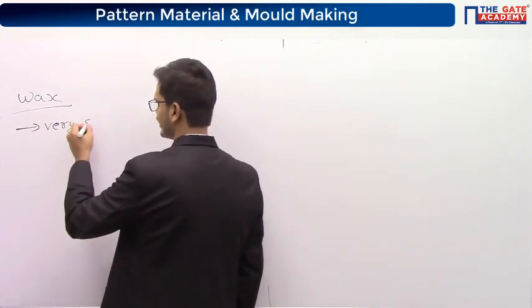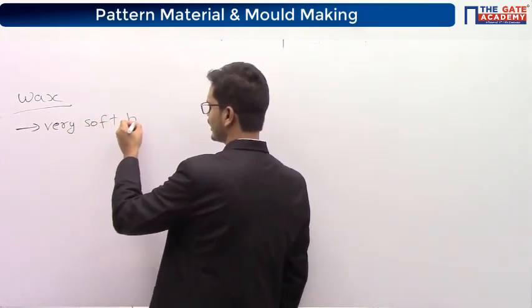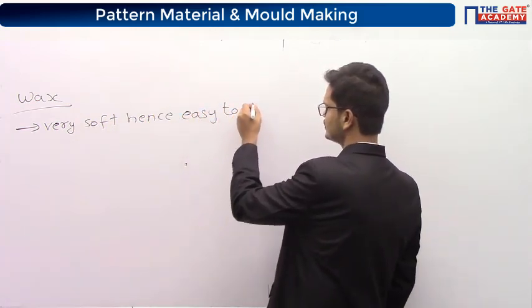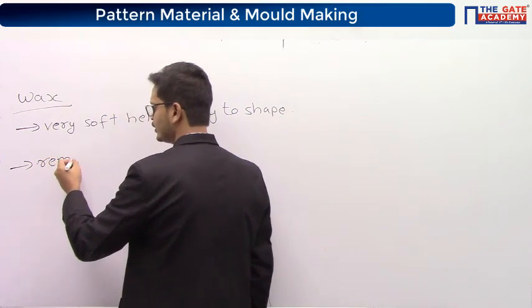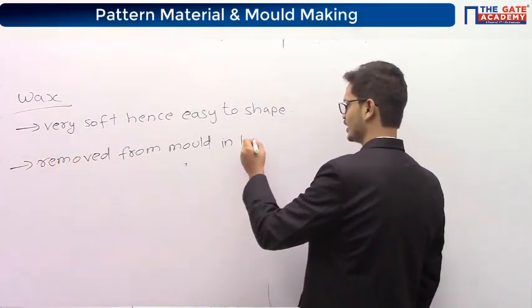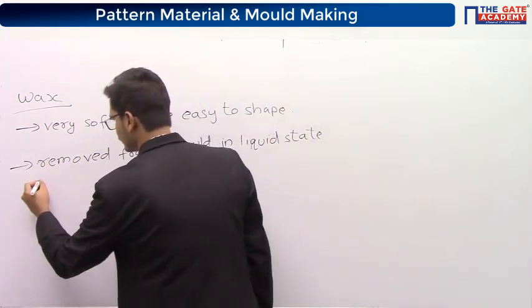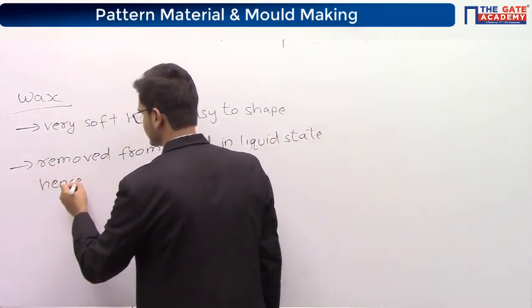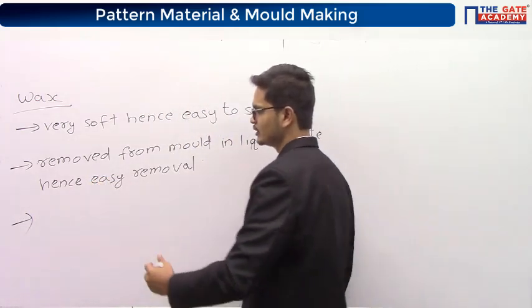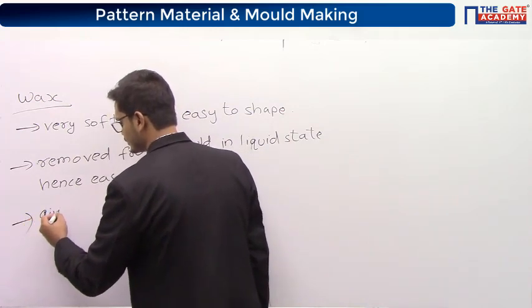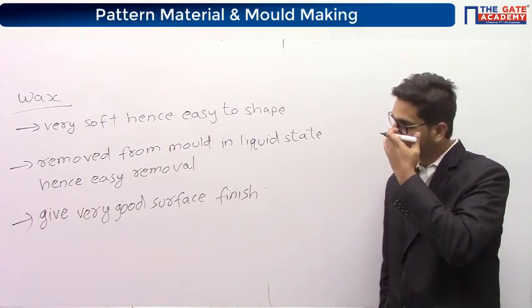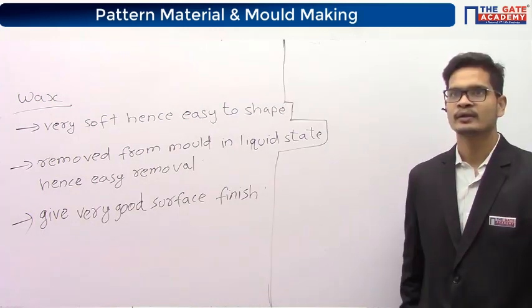Very soft, hence easy to shape. Removed from the mold in liquid state, hence easy removal. And the third one is, it gives very good surface finish. So these are the three points because of which wax is used as a pattern material. Please copy these points.